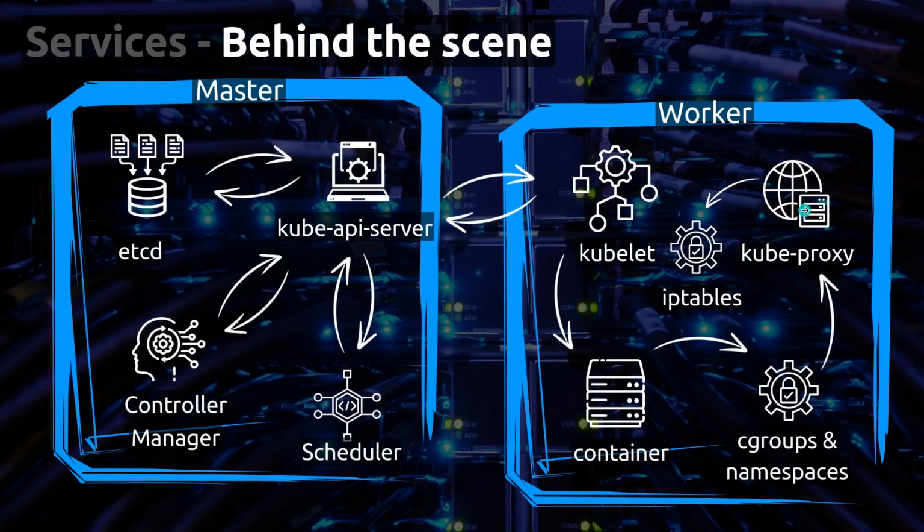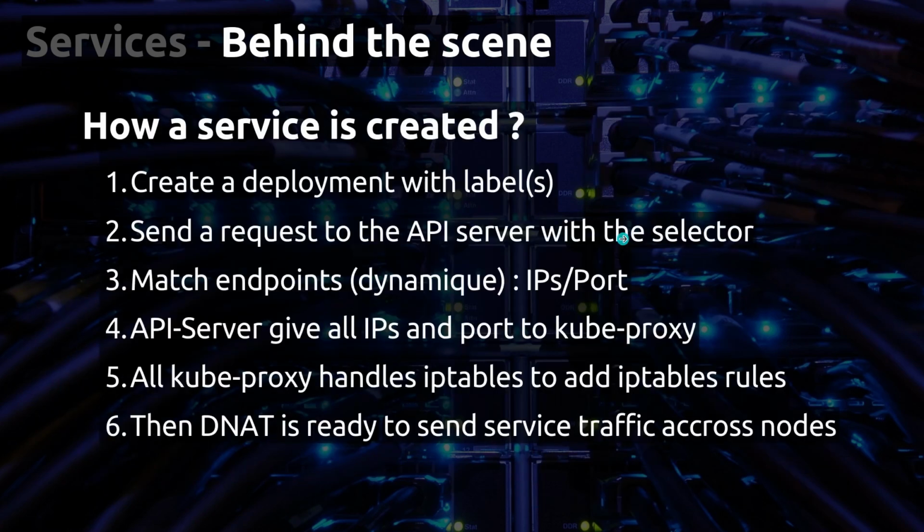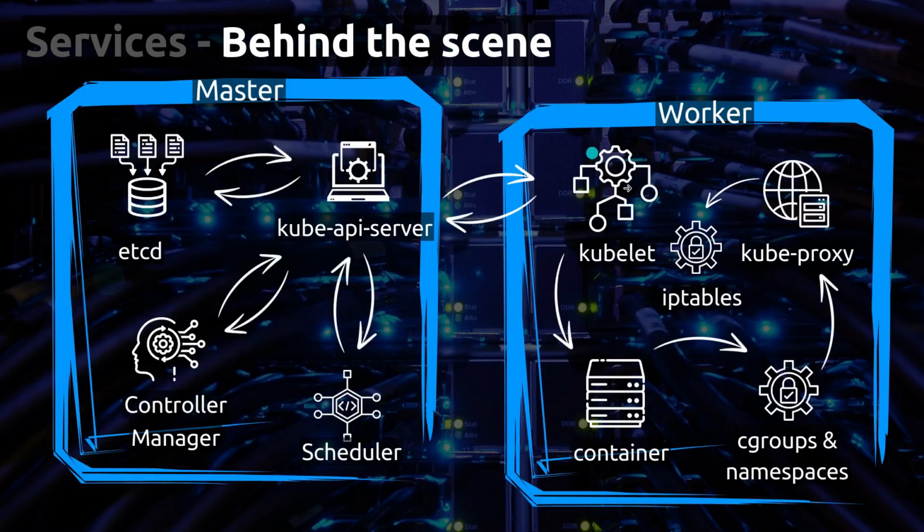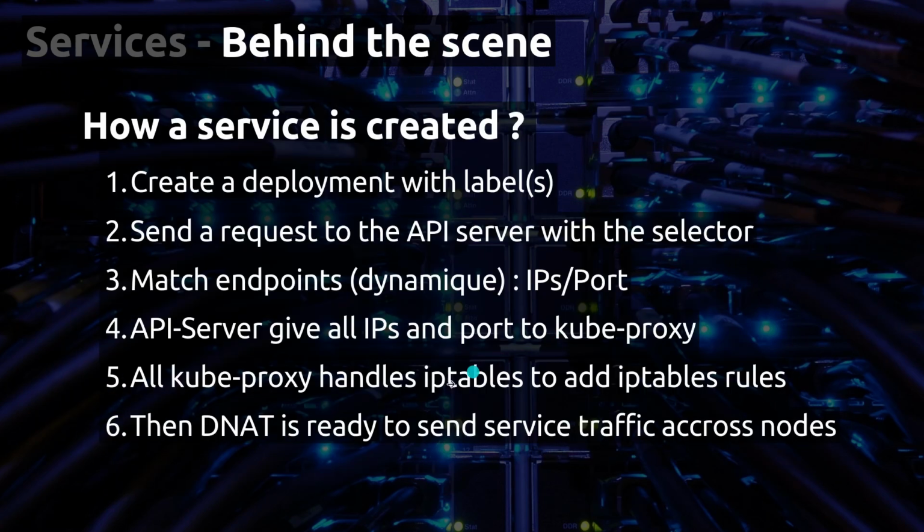So we are here. The API server provides to kube-proxy each API endpoint, even if it's not on the same worker. The purpose is to cover the entire cluster. And after that, all kube-proxies on all workers or masters handle iptables and add some rules inside iptables. And then iptables does some DNAT rules and sends the traffic across all the nodes.